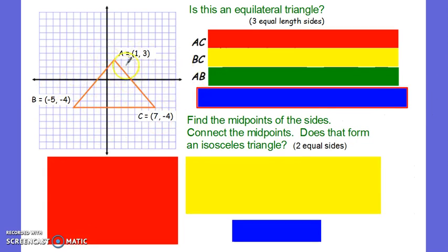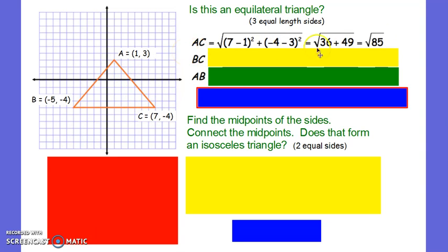So if we have a triangle with 3 different points on it, a fairly involved problem is actually to prove whether or not this triangle is an equilateral triangle. An equilateral triangle is a triangle with 3 equal sides. So what we would want to do is take point A and point C, and we throw those into the distance formula, and we could figure out that they would be approximately the square root of 85 apart. So again, we could find that decimal if need be.